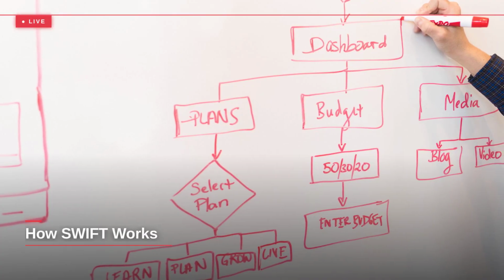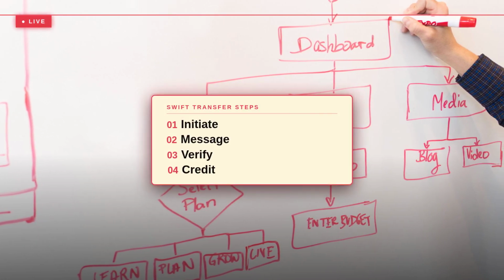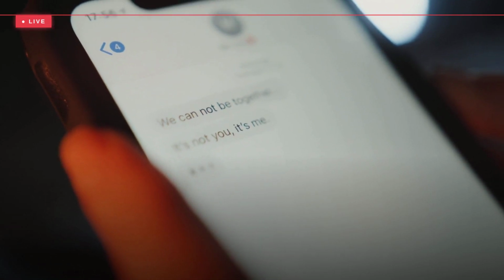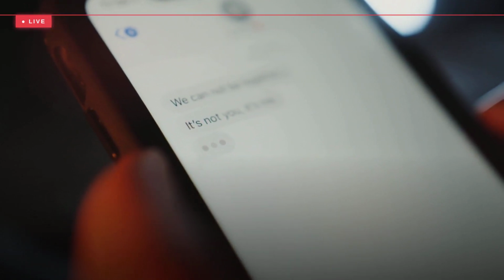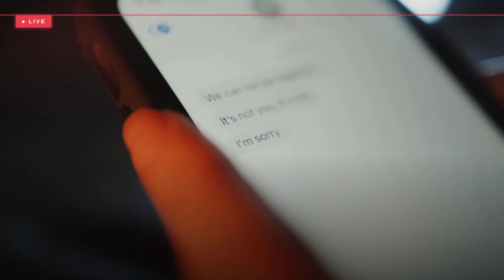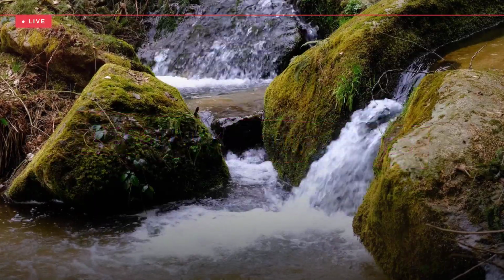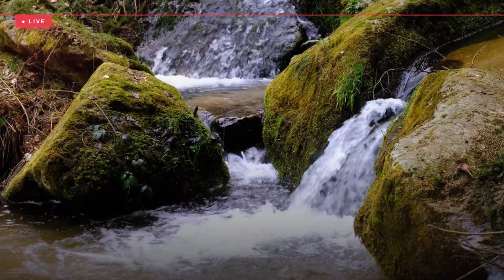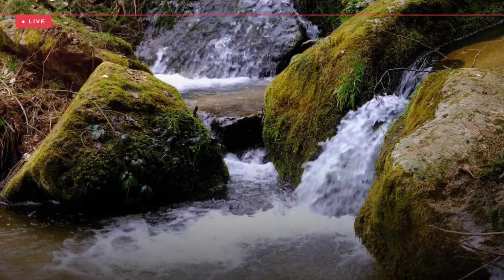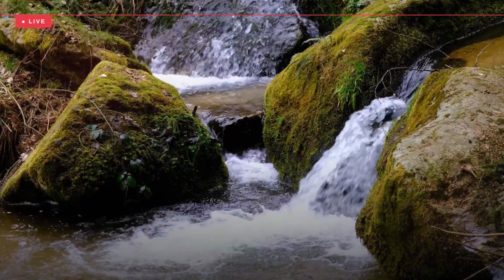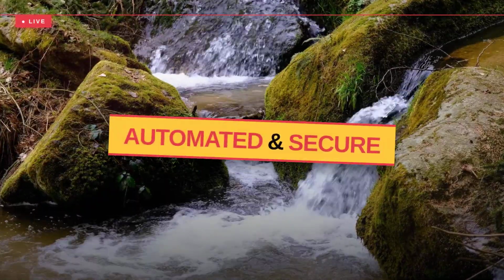Let's trace a simplified money transfer using SWIFT. When you initiate an international transfer from Bank A to Bank B, Bank A sends a SWIFT message to Bank B. This message contains all the details: your account number, the recipient's account number, the amount, and currency. Bank B receives this message, verifies it, and then credits the recipient's account. This process is highly automated and relies on unique SWIFT codes, also known as BIC codes, for each financial institution. These codes ensure that the message, and thus the money, goes to the correct bank, anywhere in the world. It's a seamless, secure handshake between banks.